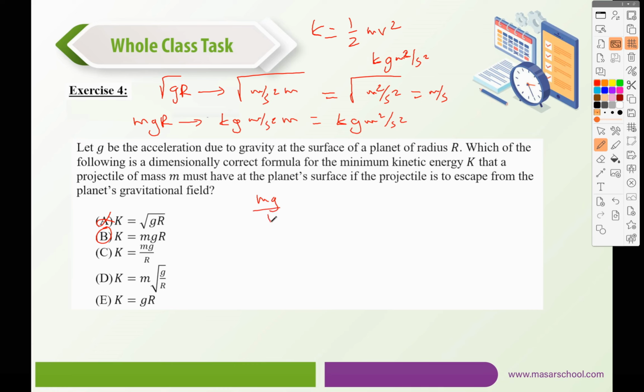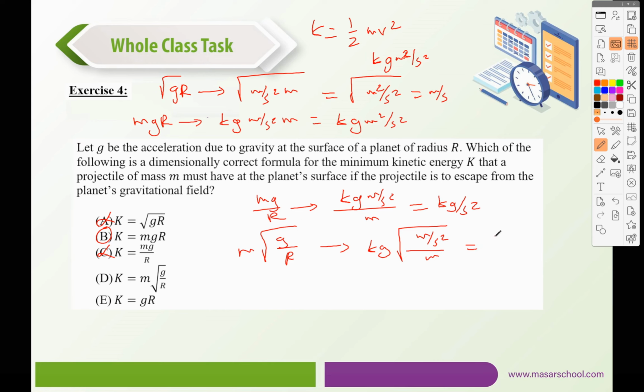Now mg divided by r, that would be kg meter per second square divided by meter, which is kilogram per second square, and that's wrong. Now m times the square root of g divided by r, which is basically kilogram times the radical of meter per second square divided by meter, which is kilogram times the radical of 1 over second square, which is kilogram per second, and that's wrong.